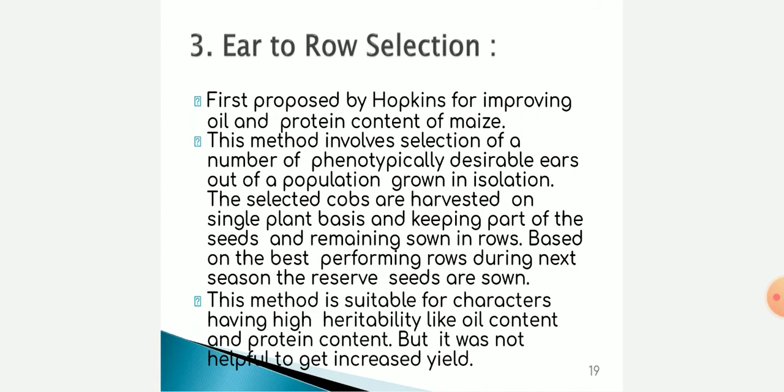The next one, ear to row selection. It was first proposed by Hopkins for improvement of oil and protein content of maize. These methods involve selection of a number of phenotypically desirable ears out of a population grown in isolation. The selected ears are harvested on a single plant basis, keeping part of the seeds and sowing the remaining in rows. Based on the best performing rows, during the next season the reserve seeds are sown. This method is suitable for characters having high heritability, like oil content and protein content, but it was not helpful to get increased yield.